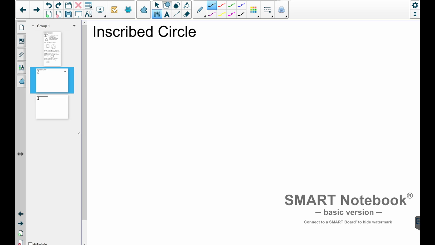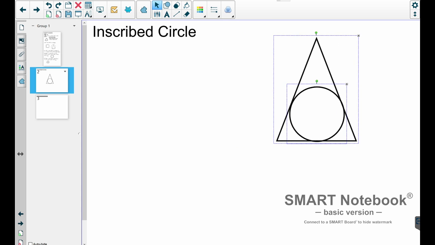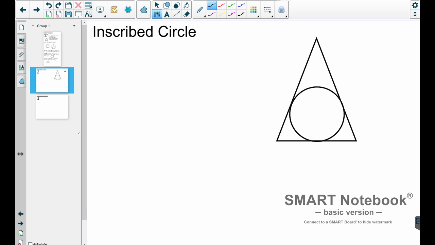So an inscribed circle would be something like this. Let's say we have a triangle and a circle. That's close. Let's make this a little bigger. There we go. Something like that. So that circle is inscribed by the triangle. And here's some information on that. And inscribed, if I can spell that right.